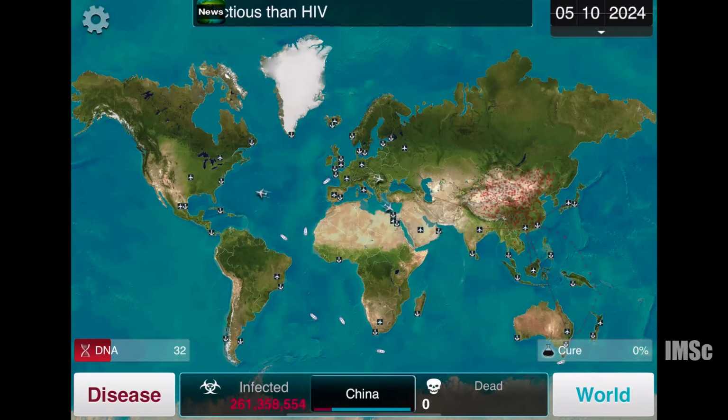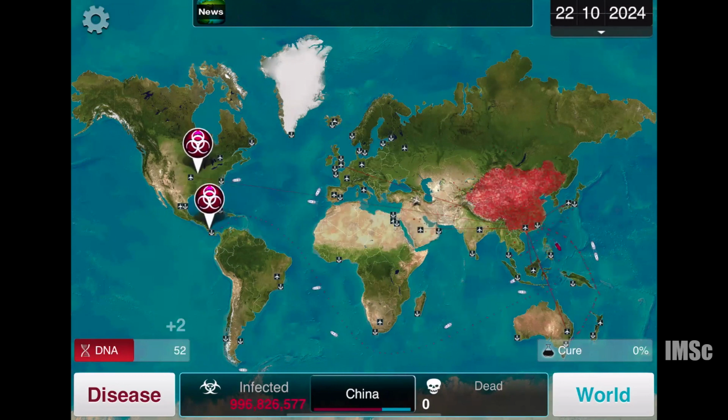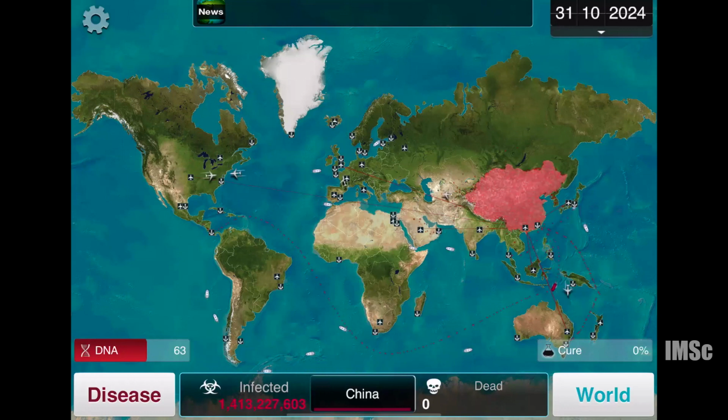You saw that ship that went in and infected Australia. So lots of that happening. We have got enough DNA points to go in, but this virus is not killing anyone. Okay. So what do you think? Shall we change some of the symptoms of the disease?